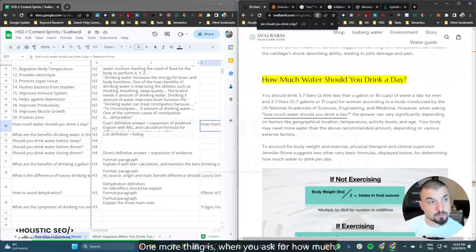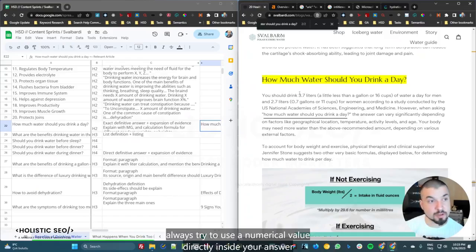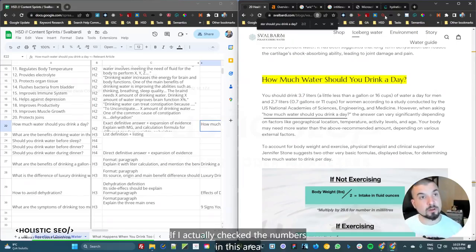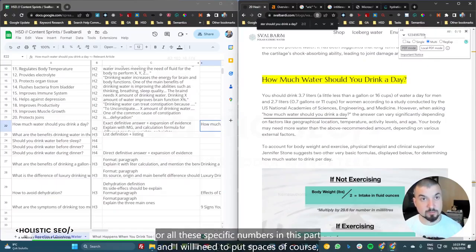One more thing is, when you ask for how much, always try to use a numeric value directly inside your answer, and try to understand the difference between comma and at the same time that. Be careful for these type of things. If I actually check the numbers in this area, or all these specific numbers in this part, I will need to put spaces of course.